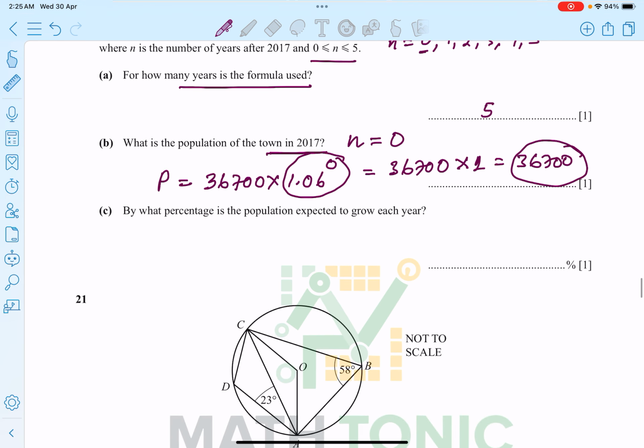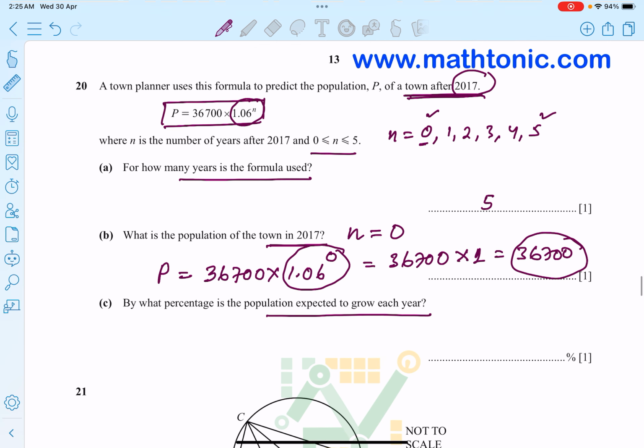By what percentage is the population expected to grow each year? The formula is given already here. Listen, basically this exponential growth formula, you remember, is exactly the same as compound interest: P times (1 plus R over 100) to the power n. This is the formula, right? So can't we break it down like this?